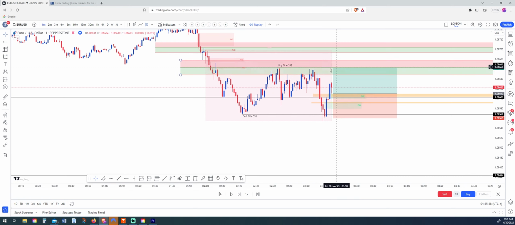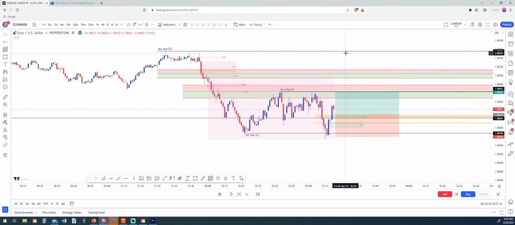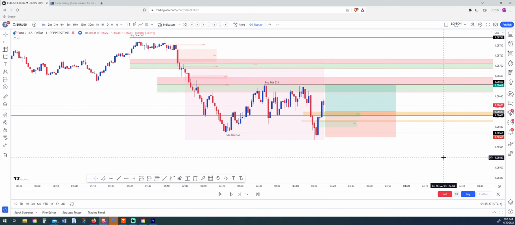Pulling back in the range, minimum to take out these highs. Potentially, if we can start displacing back in the range, we'll take out the session high. So this was my entry. Let's jump into the live trade now and we'll see how this plays out.